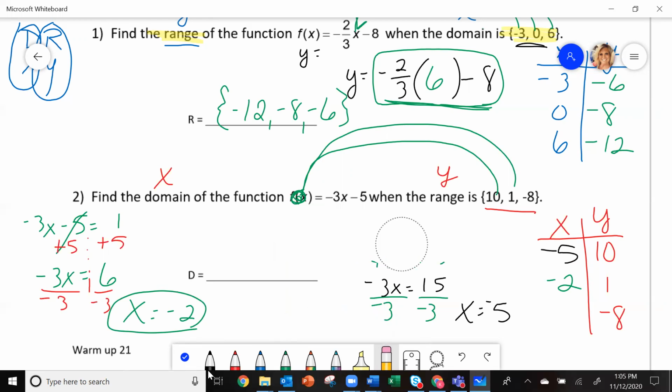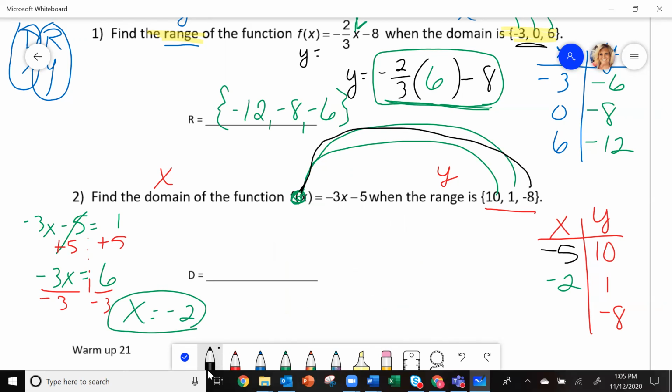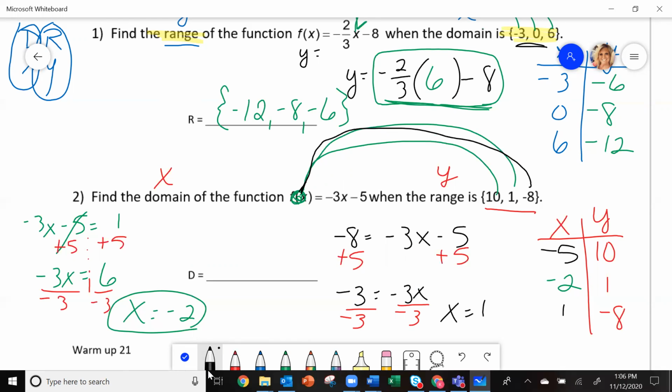Let me erase this over here. And to get the third one, you're going to take -8 and put it in here. So I've got -8 equals -3x minus 5. So I'm going to add 5 to each side. -3 equals -3x. When I divide by -3, x equals 1. So my answer, my domains from smallest to largest, -5, -2, and 1. That's how you would find your domain and ranges when you're given a function.